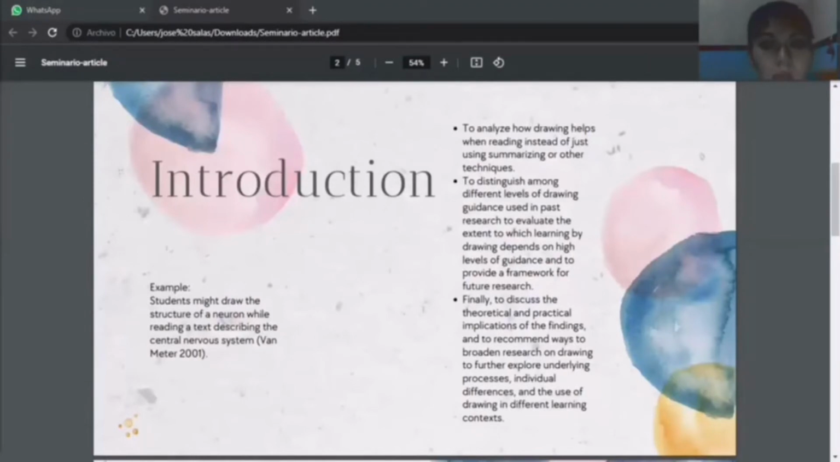Here, an example can be having students read a text, and while they read the text, they draw what they are reading. And in that way, they can have a better illustration of what they are reading.